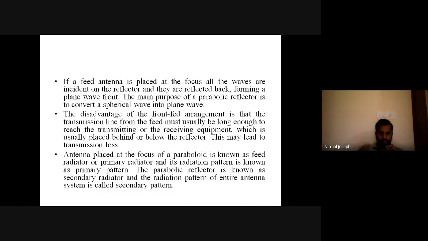Okay, the parabolic reflector is known as the secondary radiator. Why? Because the parabolic reflector is not radiating on its own. It is just reflecting the waves which are radiated by the primary radiator or our feed antenna. So the parabolic reflector is known as the secondary radiator, and the radiation pattern of the entire antenna system is called the secondary pattern. It's just the terms you need to remember.